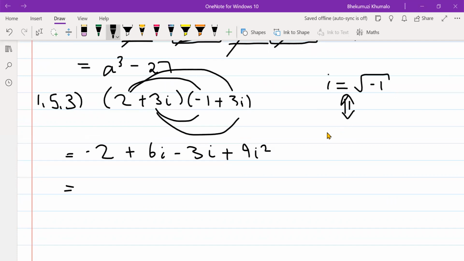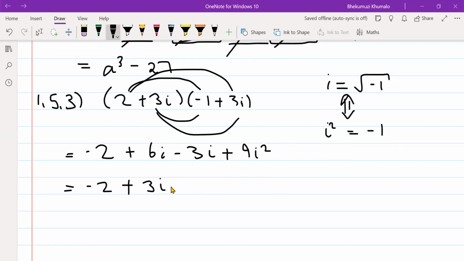This is literally the same as us saying i squared is equal to negative 1. So in truth, this i squared that we have here is actually just negative 1. So it's negative 2, right? But then remember, it's 6i minus 3i, and that we can simplify, meaning that would be positive 3i.